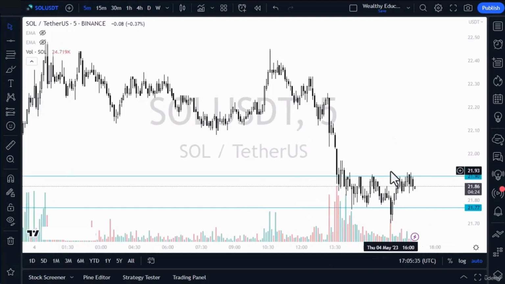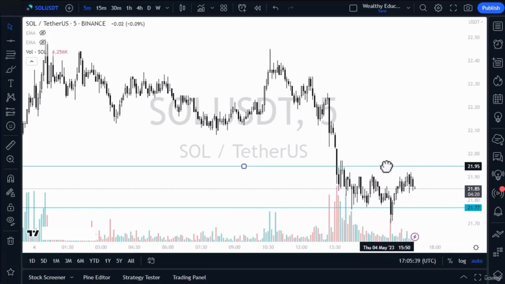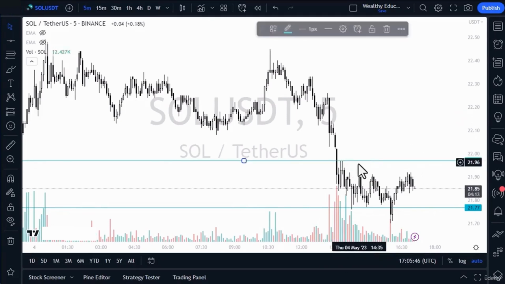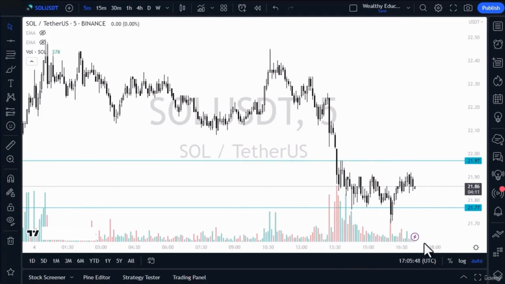Another way is you can play the breakout and you can say, all right, well, let's give this a couple of cents. Let's just say $21.95. If we can break that, then maybe I'm a buyer. Here's an area where the market wouldn't break above 2 candlesticks in a row, so you could even say $21.97. If we break above there, well, then where would I look?